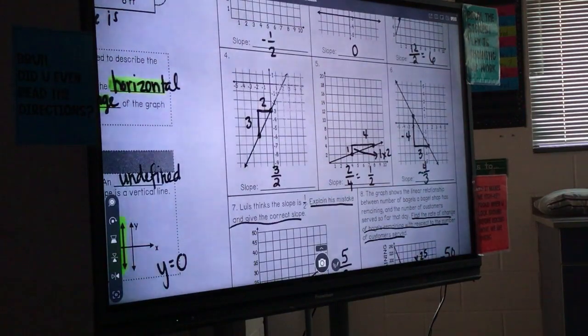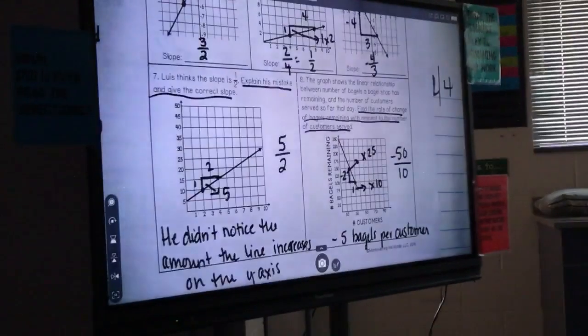All right, and then number 8 says the graph shows the linear relationship between the number of bagels a bagel shop has remaining and the number of customers served so far that day. You have to find the rate of change, so essentially the unit rate. What is the right side decreasing by? 25. And your x-axis, what is it increasing by? 20.